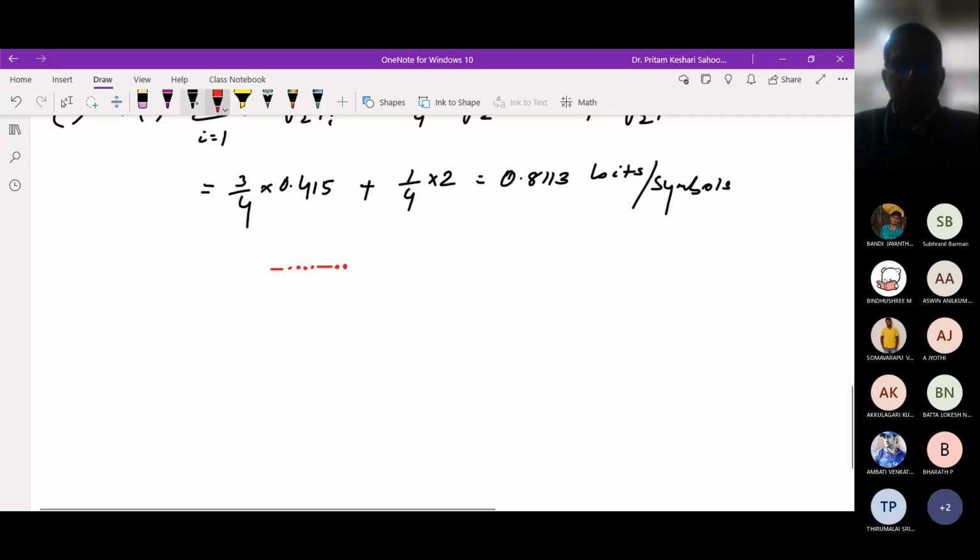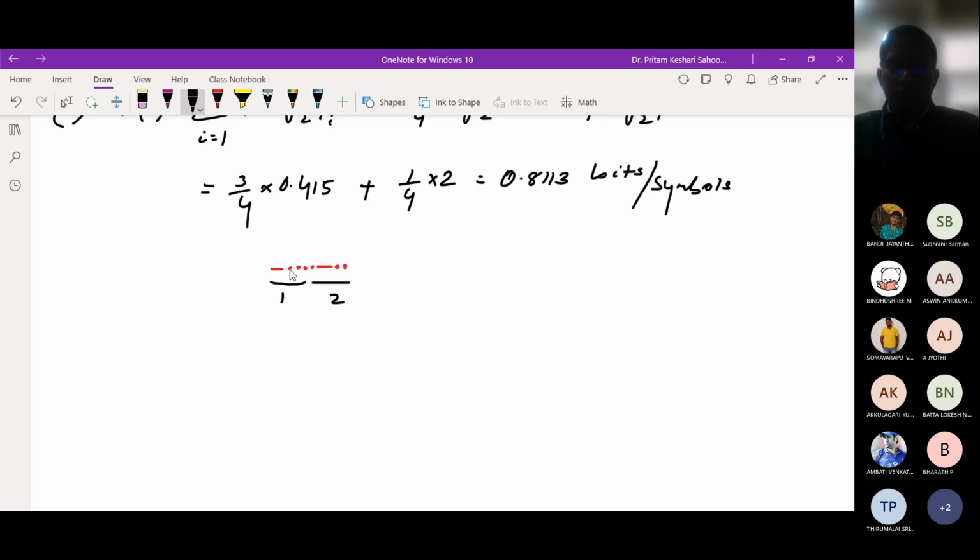So what you observe here, this is one code and this is another code. In the first code there are 3 dots and 1 dash. In the second code there are also 3 dots and 1 dash, but the position of the dash is different, because it is not given how it is arranged. In the question, it is given that in a code there will be 3 dots and 1 dash.